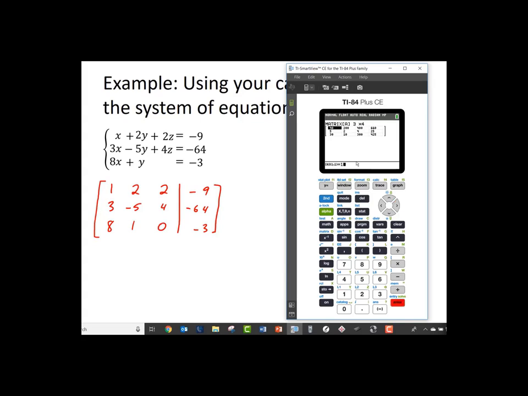I have 1, enter, 2, enter, 2, enter, -9. That is my first row. My second row, 3, enter, -5, enter, 4, enter, -64, enter. Now for my third row, my third equation, 8, enter, 1, enter, 0, enter, -3, enter. I'm going to hit second and then quit to go to the home screen.